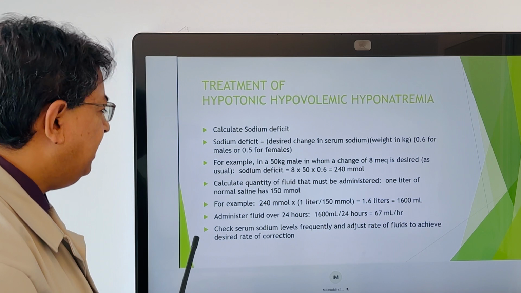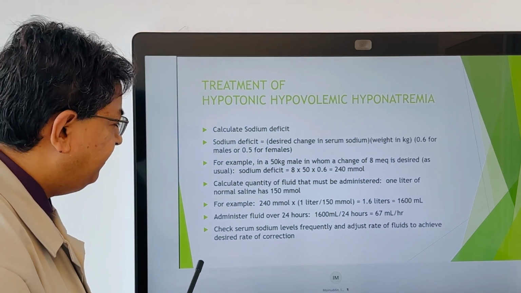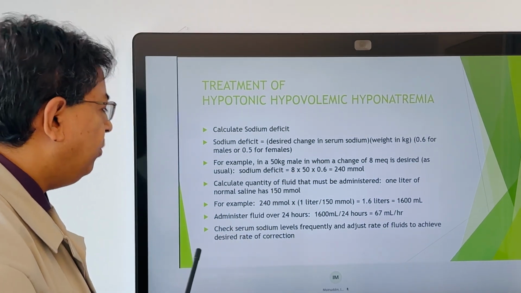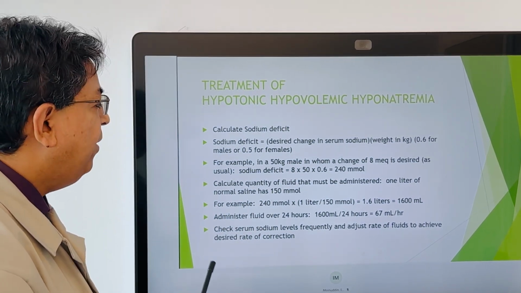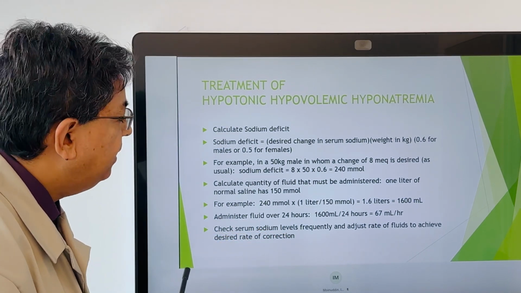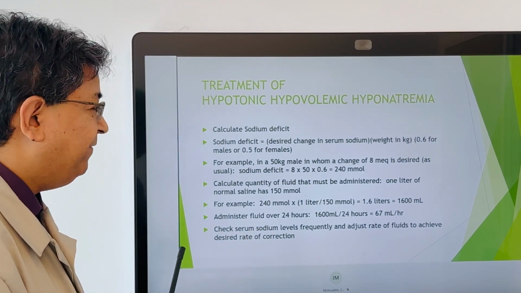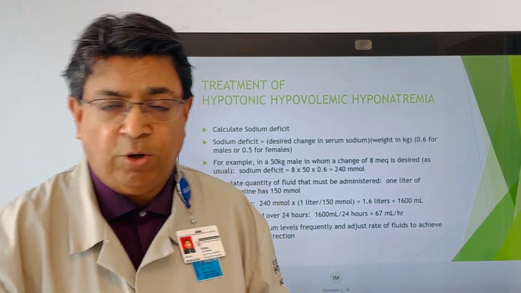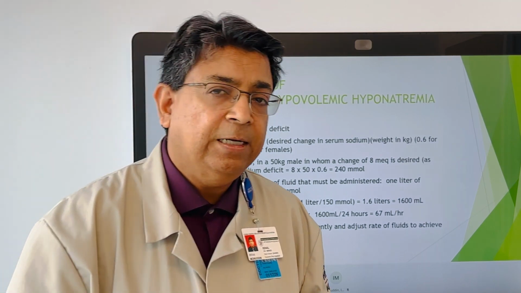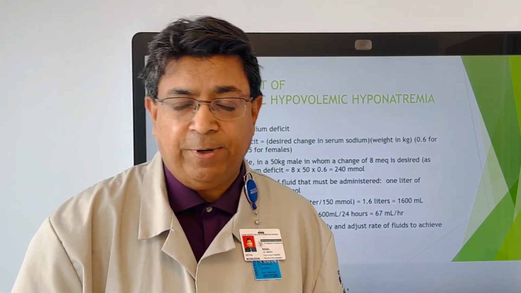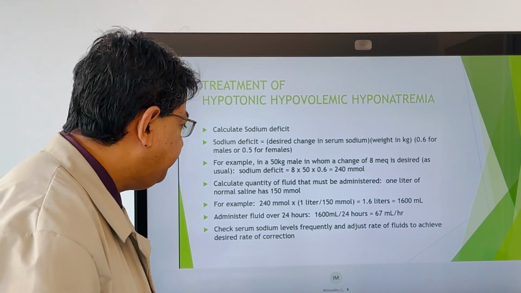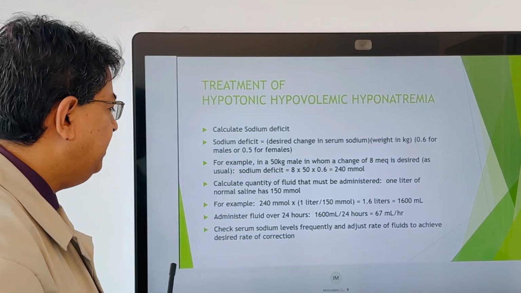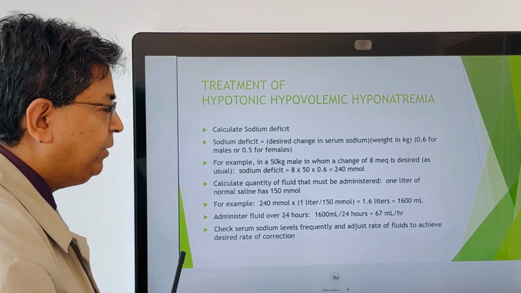1 liter of normal saline has 150 millimoles of sodium. So 1600 milliliters of normal saline needs to be provided over 24 hours, which would determine a rate of 67 milliliters per hour. Of course, reality is always different than theory. You may overcorrect or undercorrect, so check serum sodium levels frequently and adjust the rate of fluids to achieve the desired rate of correction.